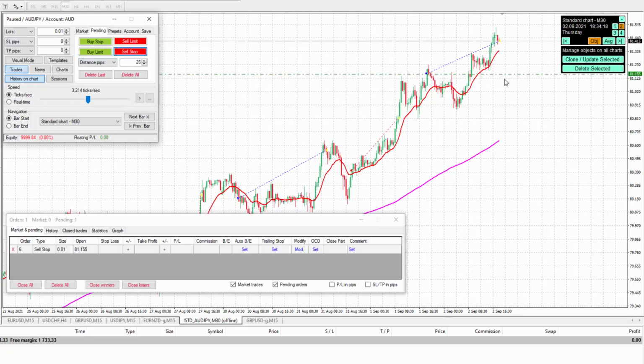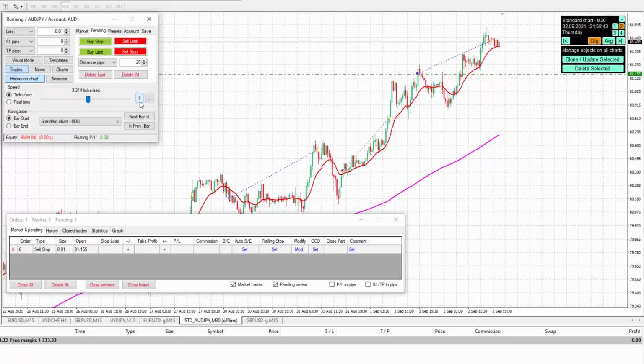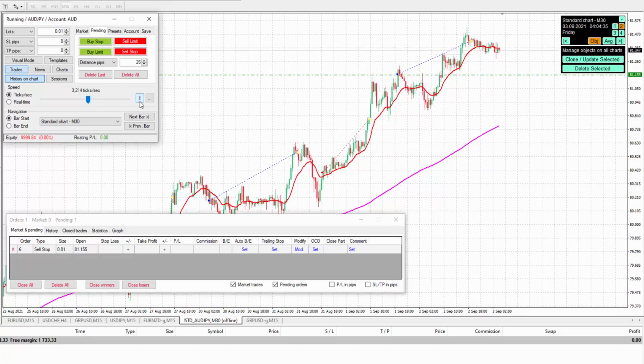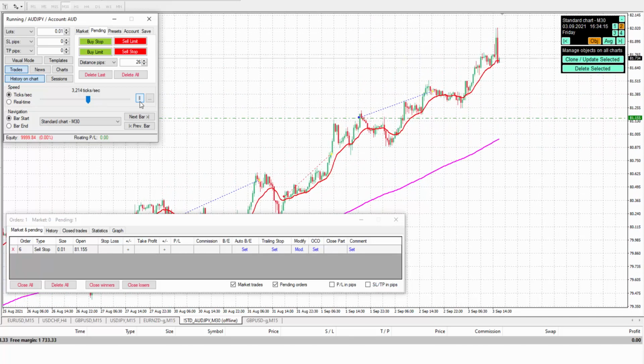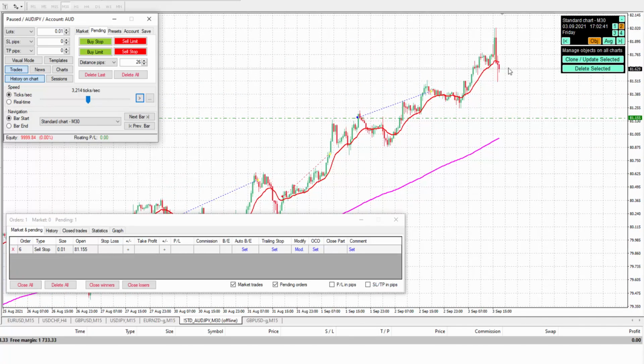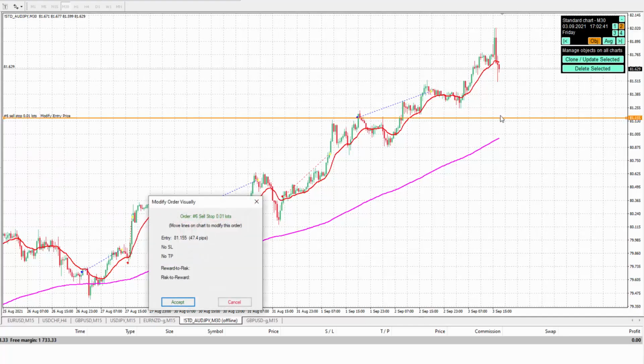And here's my pending order, my sell stop order. And here you can also see the type is sell stop. Now let's play and see how this plays out. There's a massive uptrend going on here. And okay, something has happened here. What I'm going to do, I still think this is a great example. I will just modify this order.